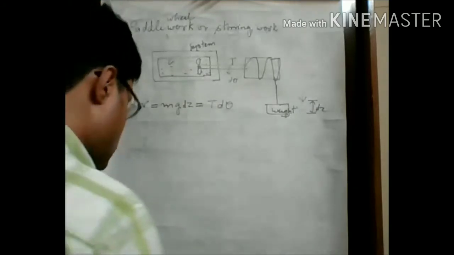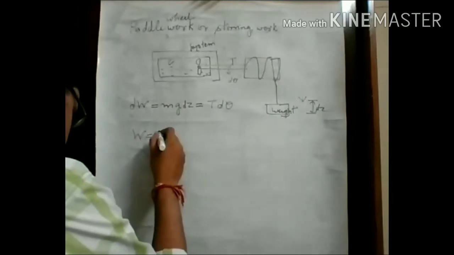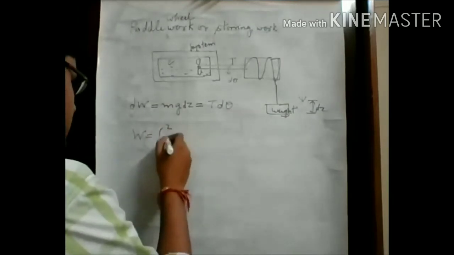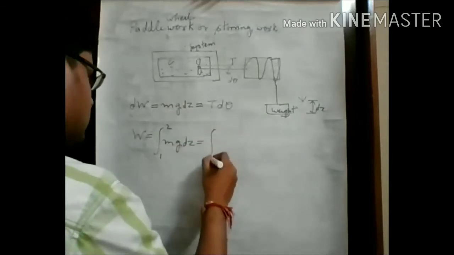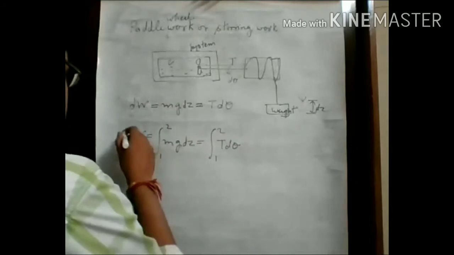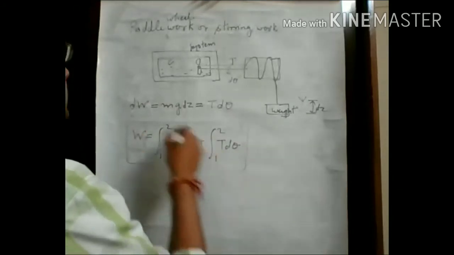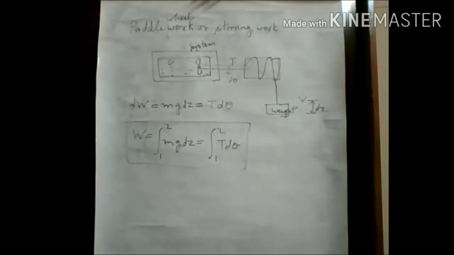Okay, so if we put limits, the final expression is like that, mg dz equals T d theta. Okay, so by this we calculate paddle wheel work or steering work.